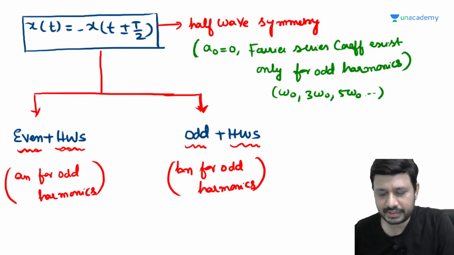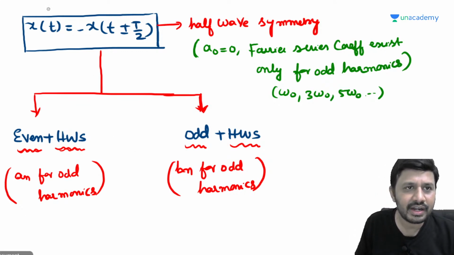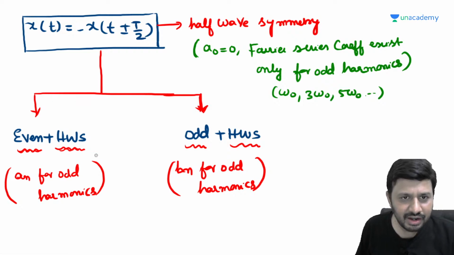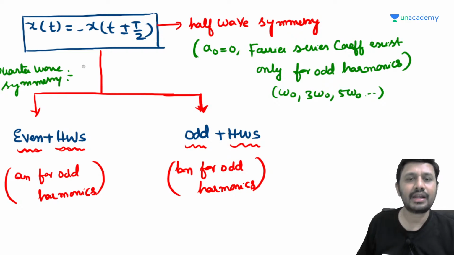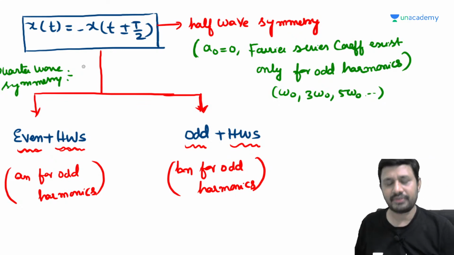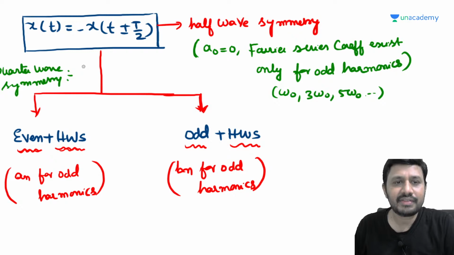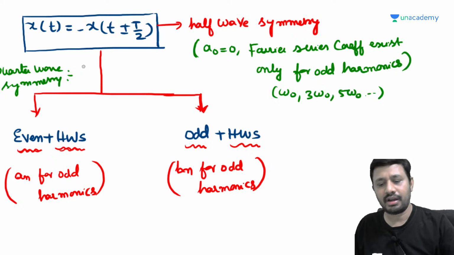Bn for odd harmonics. Signals which exhibit this kind of symmetry, even or odd at the same time half wave, is what is known as quarter wave symmetry. Quarter wave symmetry means an even signal or odd signal exhibiting half wave symmetry.